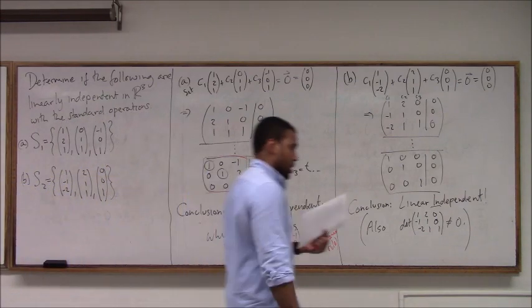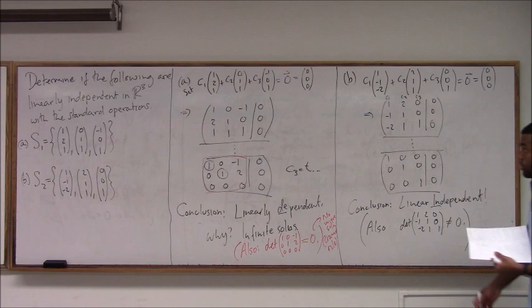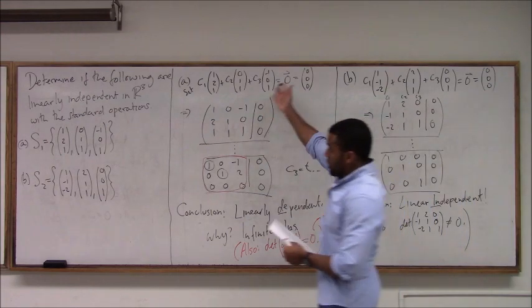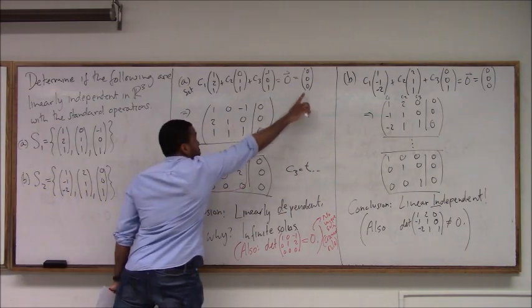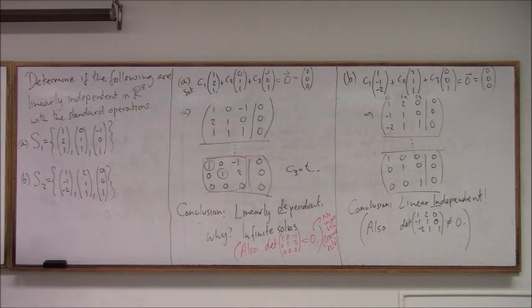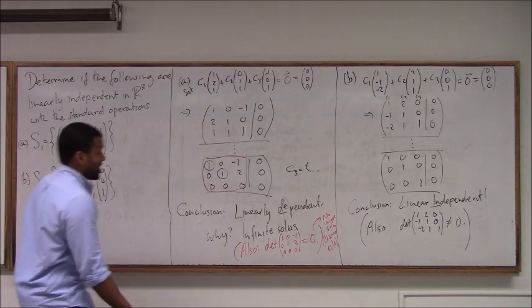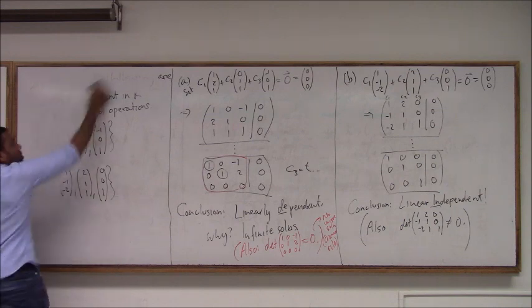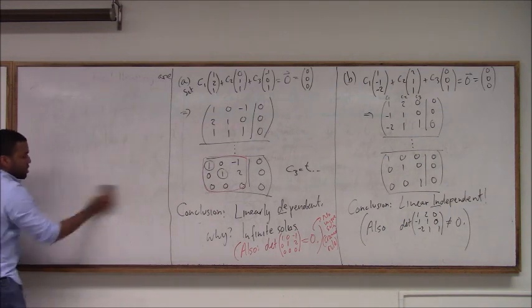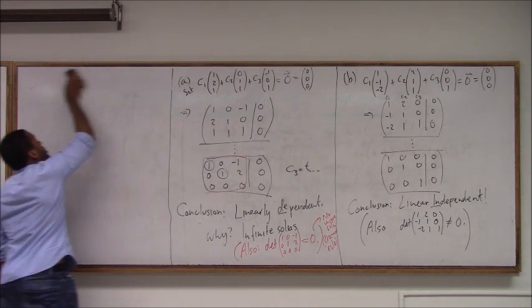Okay, so that's how you check. If you're ever asked to determine whether or not a set of vectors are linearly independent, just set up this equation that's in the definition. Pick the right 0 vector for the set that you're looking in with the standard operations and see if there is a non-trivial solution. If there's a non-trivial solution, it's dependent. If only the trivial solution exists, it's independent.